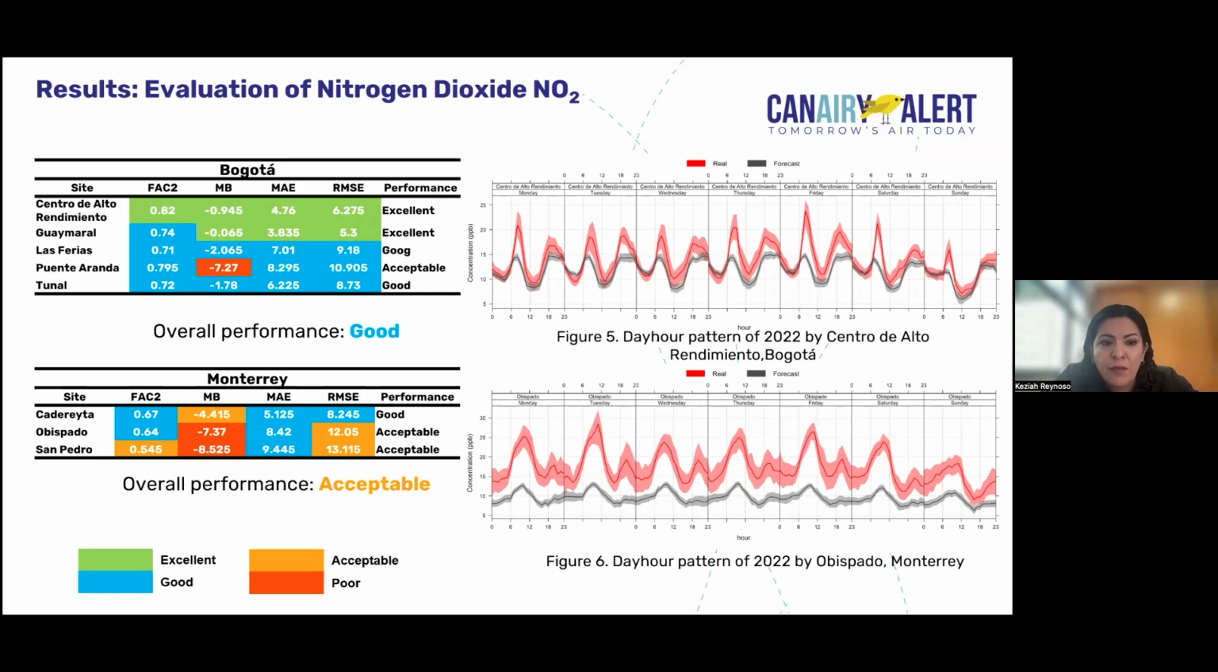Here, we have the NO2 results for Bogotá and Monterrey. In the first case, we have an overall performance that is good. Again, the general trends are being followed, as you can see in the graph on the right. This is for a station in Bogotá, which is a high-performance center station. That one in particular has excellent performance. And in the bottom, we can see results for the Obispado station with acceptable performance. So in this case, there's a pretty significant underestimation of the data of this pollutant NO2 in Monterrey.